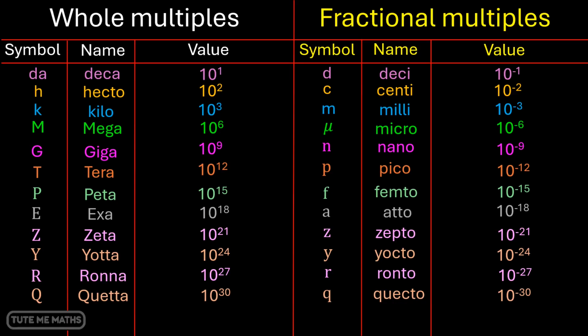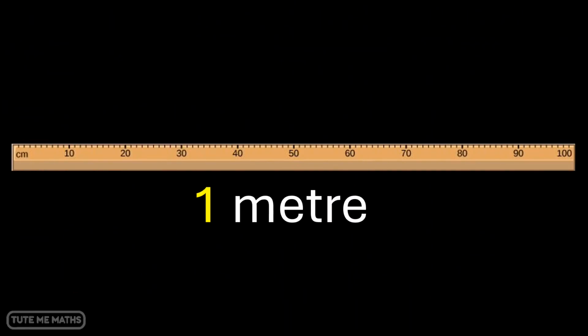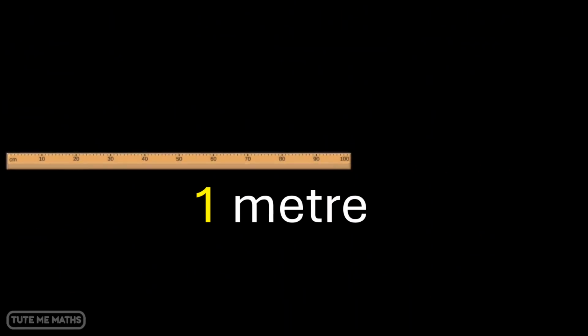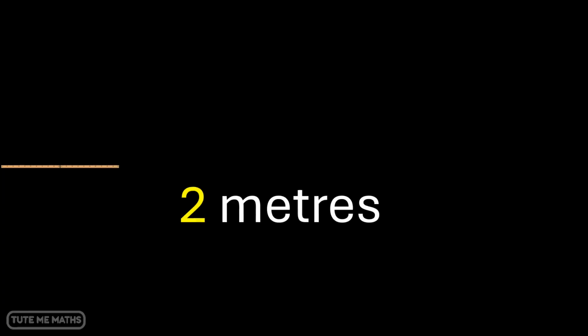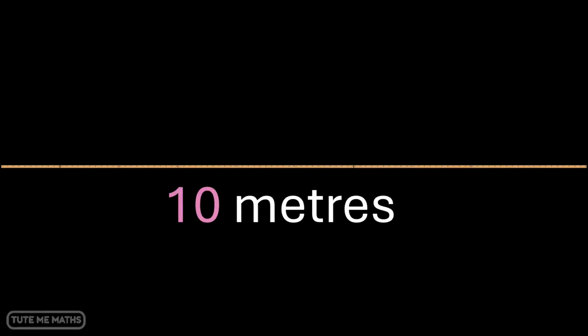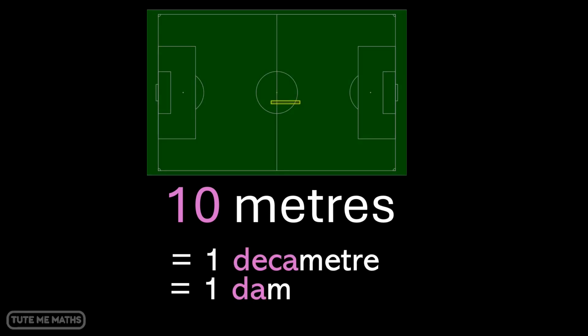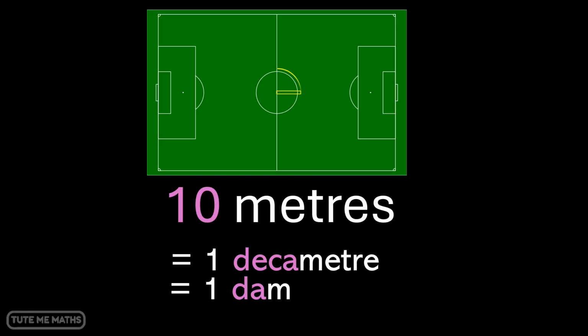To better understand how the prefixes work, let's consider groups of our standard metre, starting with 1 metre. A group of 10 metres can be called a decametre. Whenever we use the prefix deca in front of any unit, it means 10 of them, and the symbol is a lowercase da.